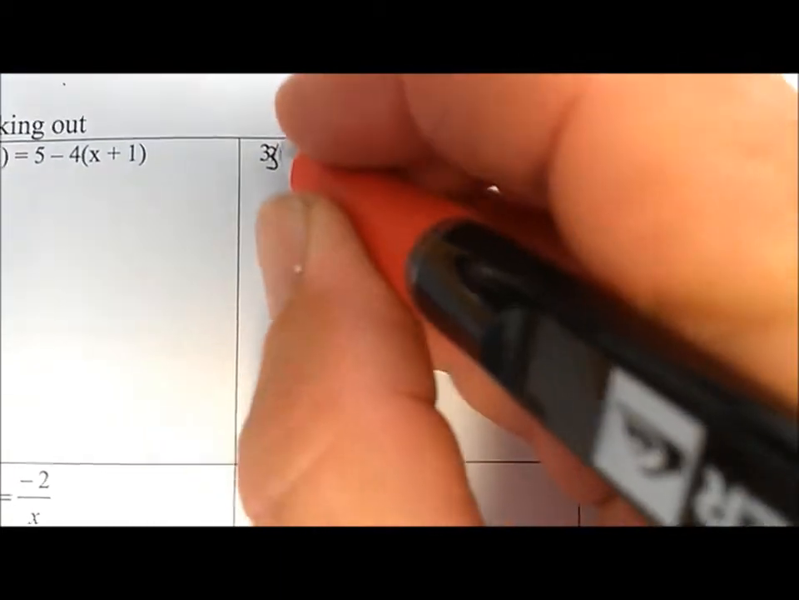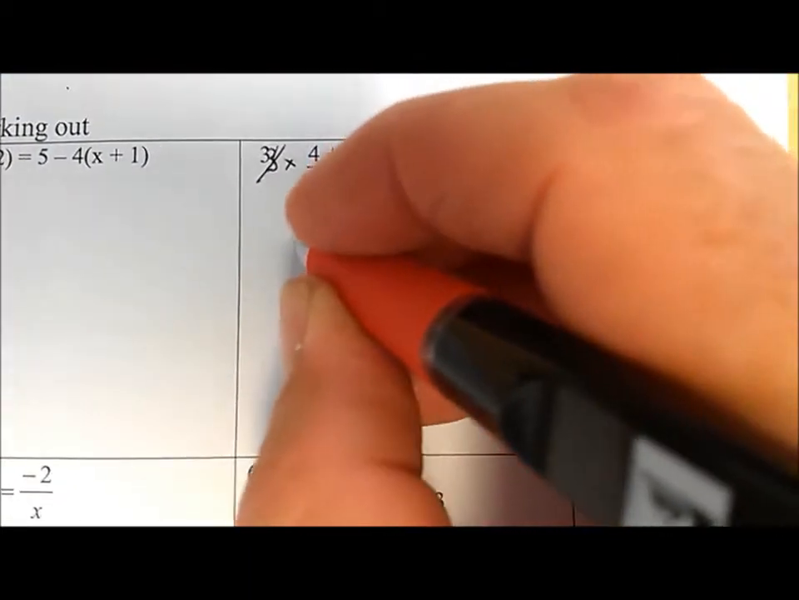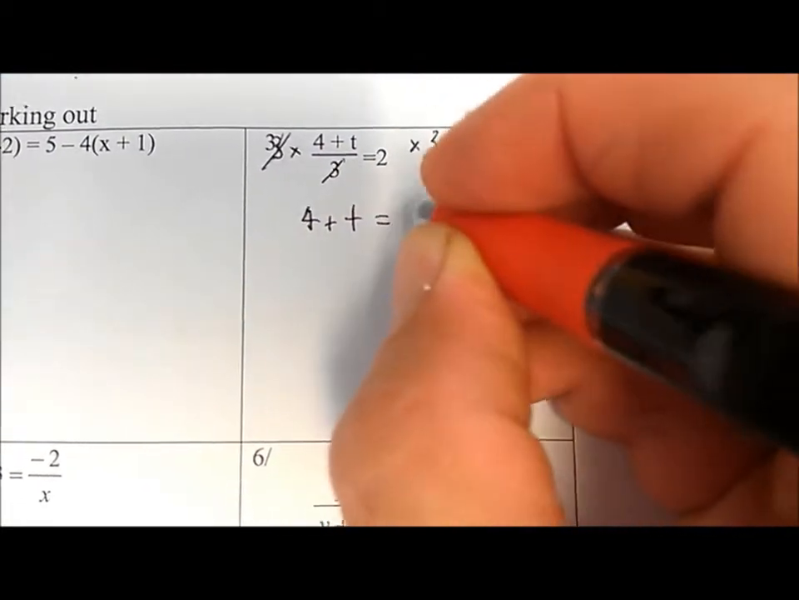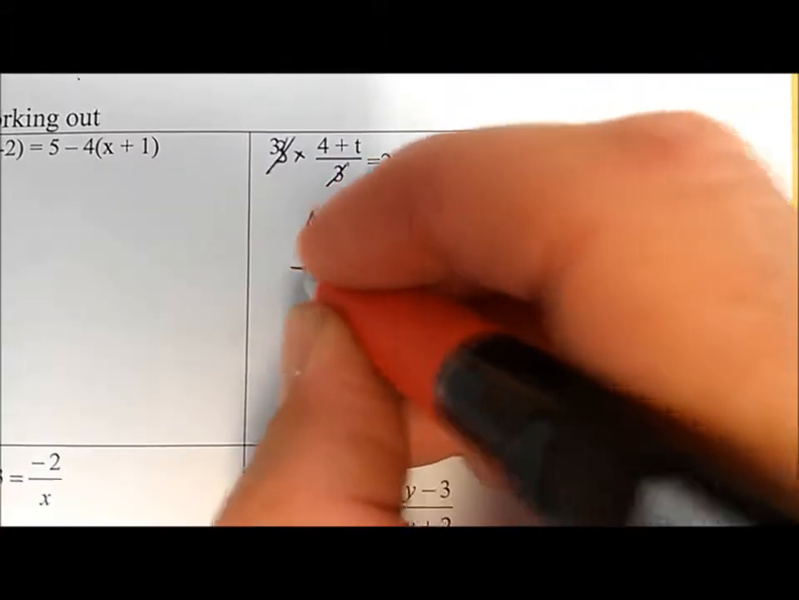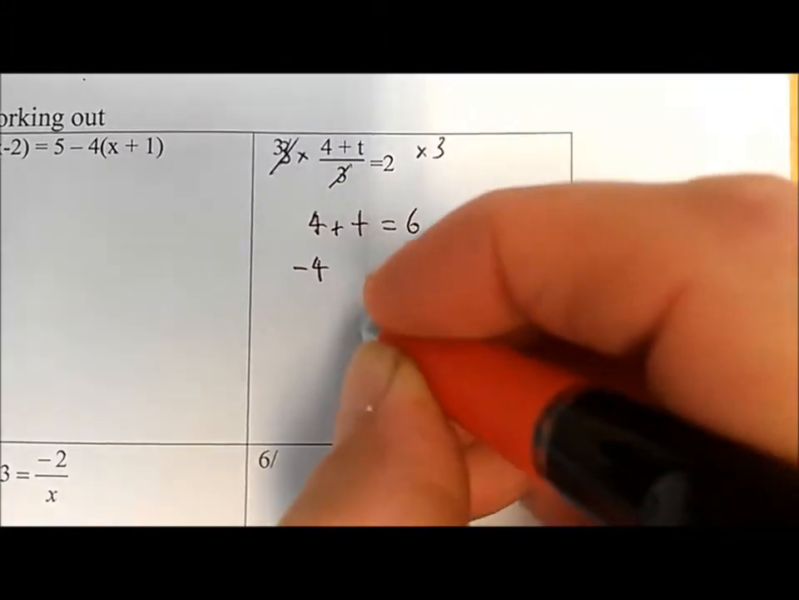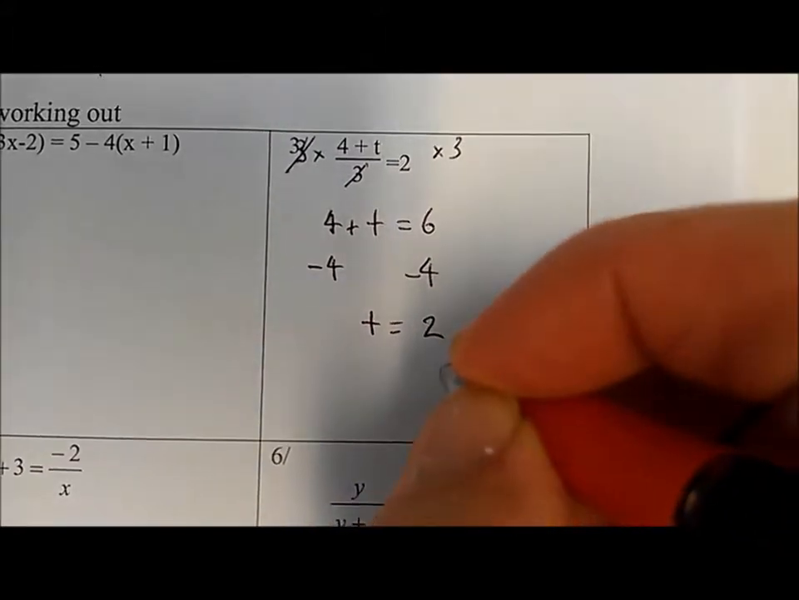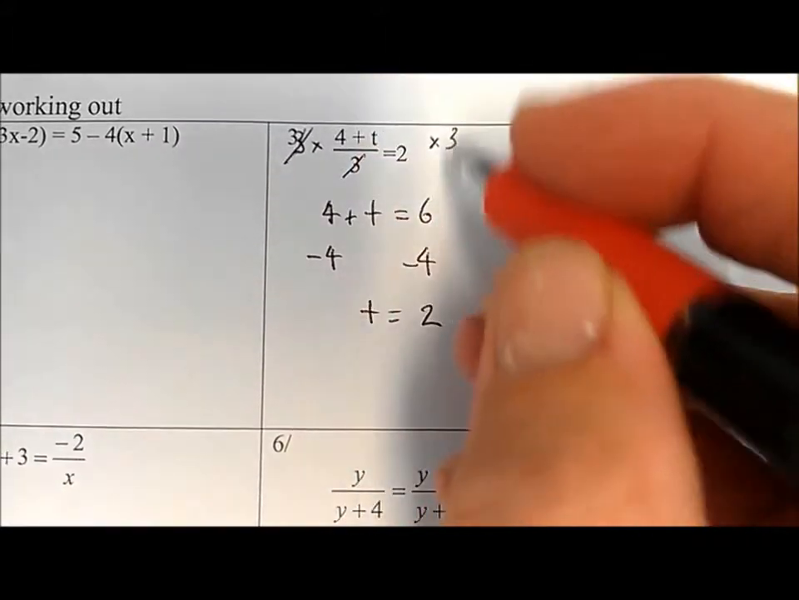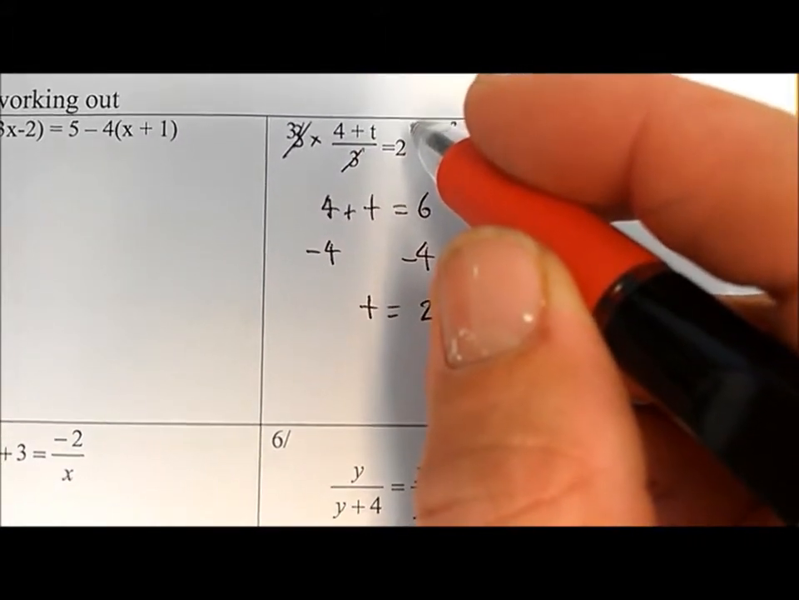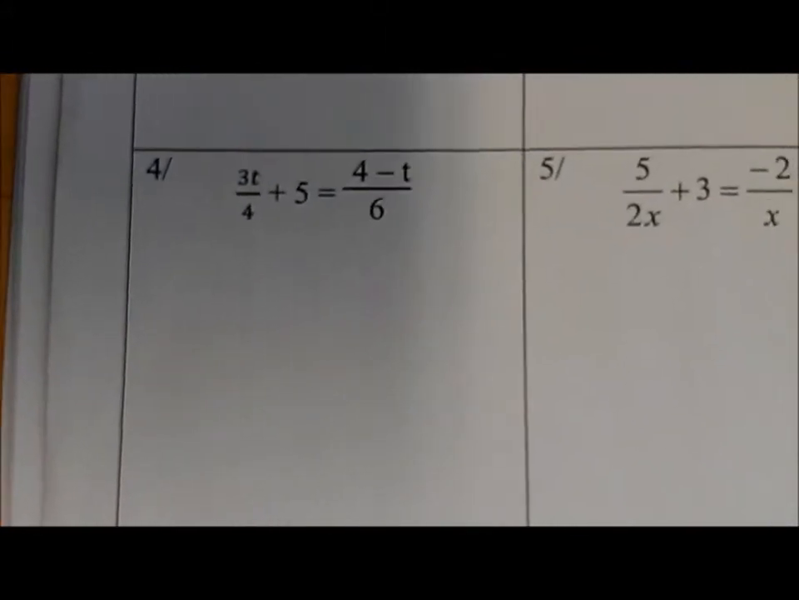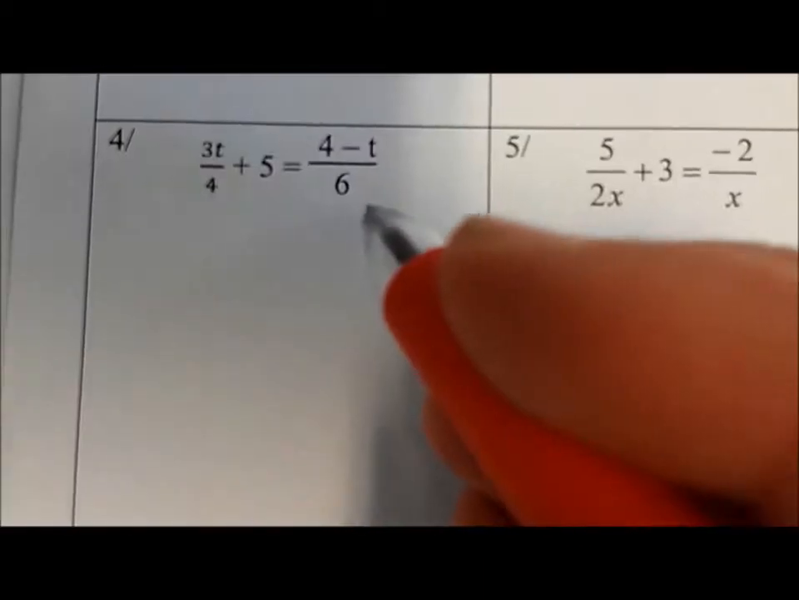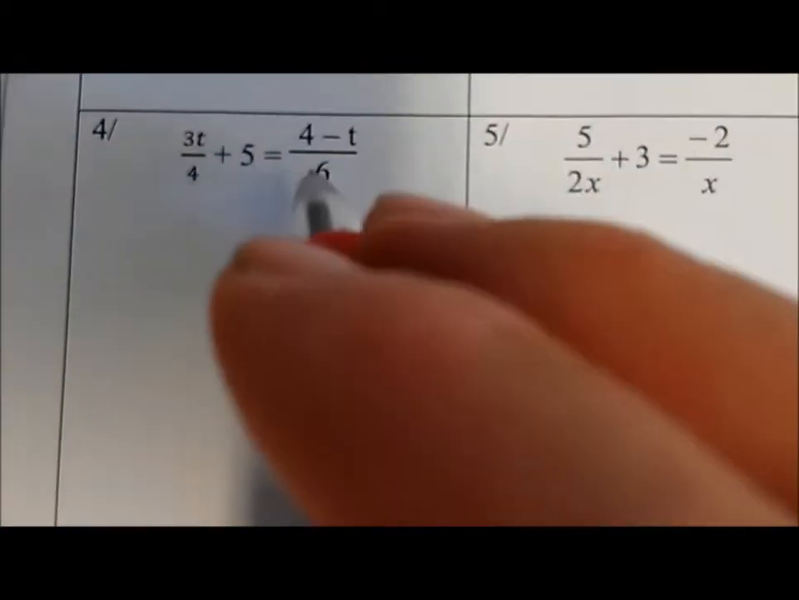That way this 3 will cancel on this side, leaving me with just 4 plus t is equal to 6, and then I'll subtract 4 from both sides, so t is equal to 2. So that's a nice, straightforward, simple equation with a fraction. If we come down here a little bit further, we're starting to step it up now. And we're starting to get an equation with two different fractions in it.